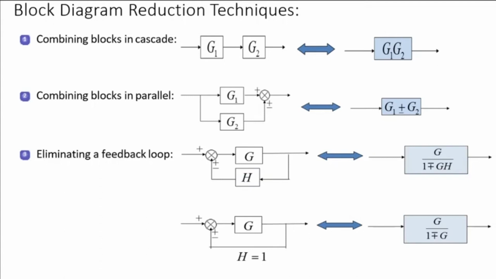Now if there are two blocks in the same path, we can simply multiply them. So G1 and G2 get multiplied and become G1 G2. If a block is going in the forward direction, it becomes G1 plus or minus G2, depending on whether it is plus or minus. Now this is the feedback control system, which we are more interested in. In the feedback control system, it is G by 1 plus or minus GH. Note this plus and minus: the sign here depends on the sign there. If it is a plus and a minus, then this becomes plus, and if it is a plus and a plus, then that becomes minus.